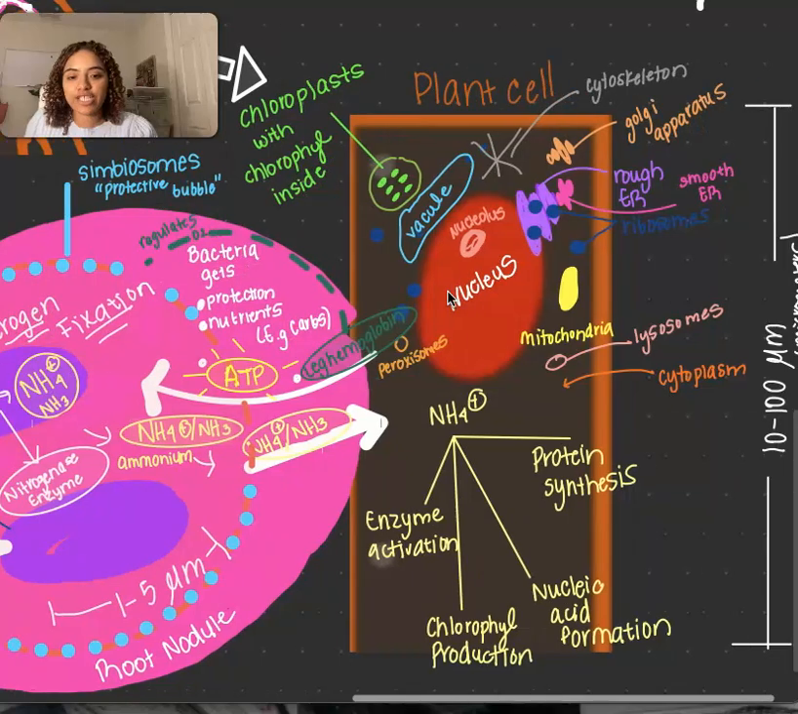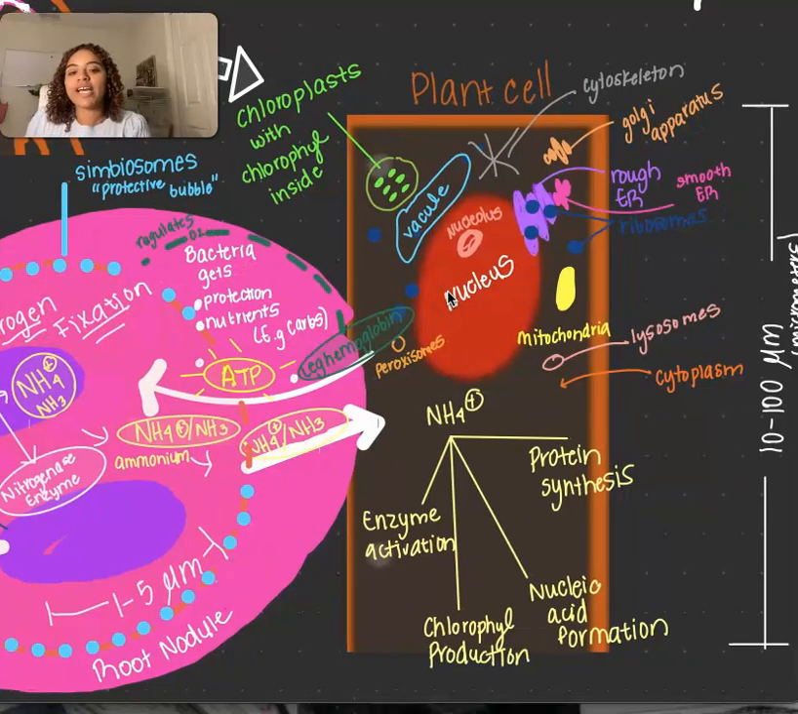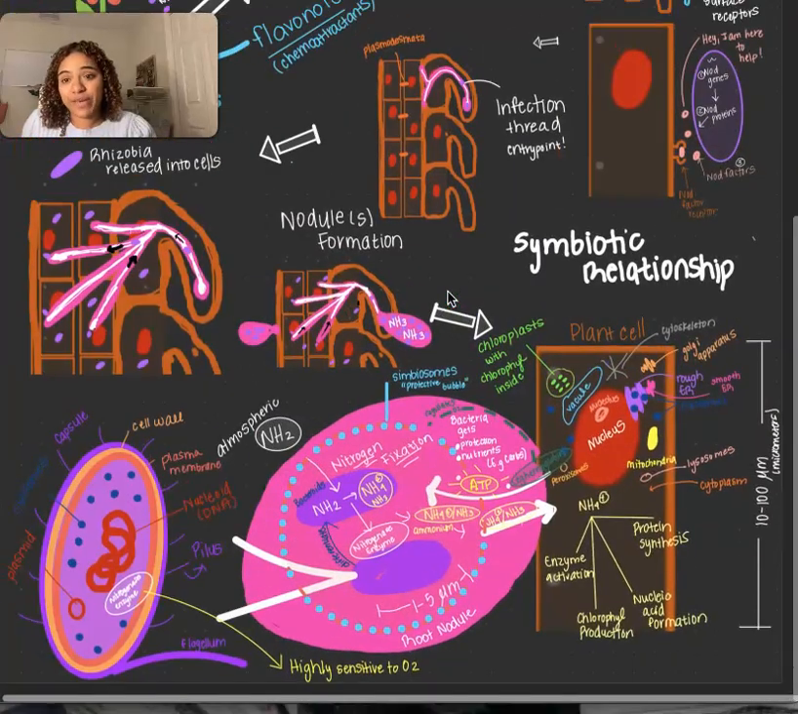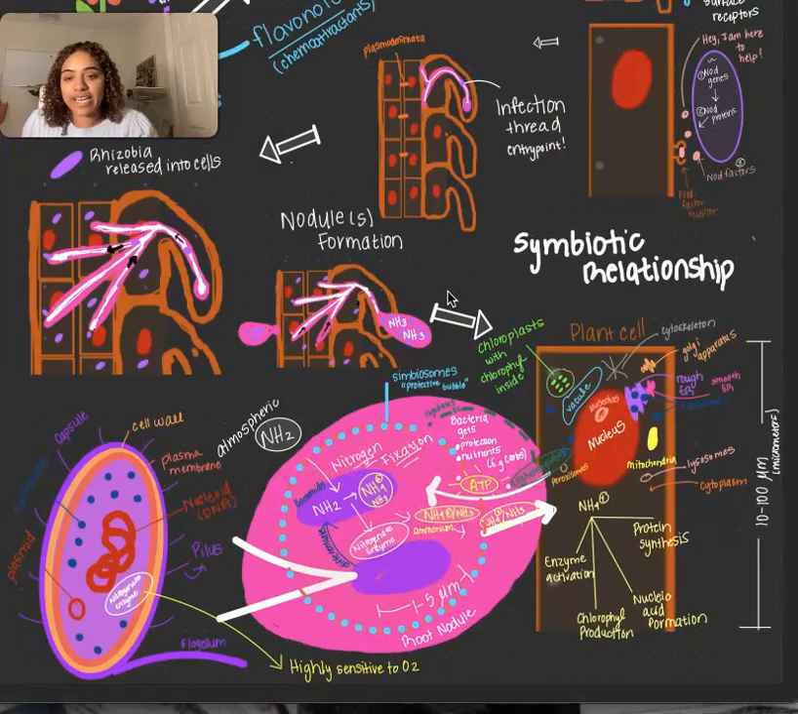As soon as this NH4, also called ammonium, comes in, it really helps protein synthesis, nucleic acid formation, chlorophyll production, and enzyme activation, which is basically everything in a plant. So having these little guys really helps them absorb nutrients from nature and flourish in life. And it not only helps them, but it helps the soil and it helps other plants. So it really helps all of us at the end of the day.